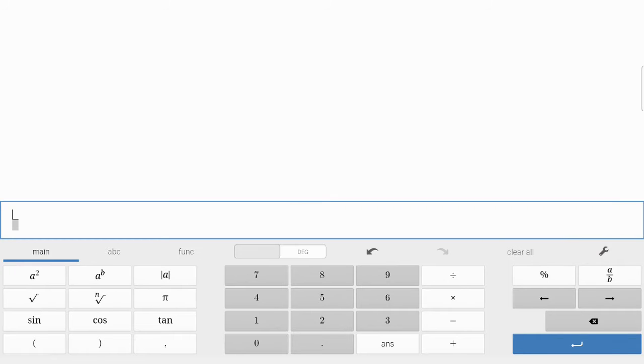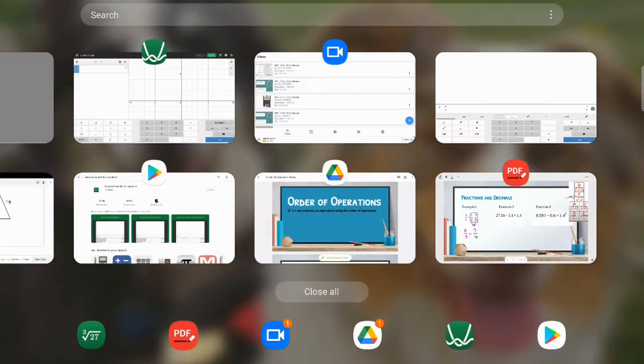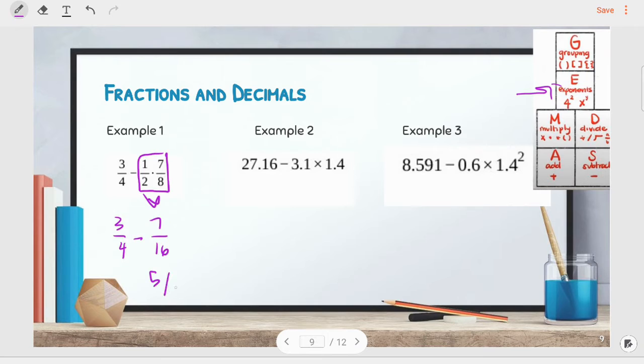3/4 minus 7/16, for a grand total of 5/16. And I'm done. Okay, the operations are the same, the order is the same. I just have to deal with the fractions. And remember, please use your calculator as a resource. All right, example 2.